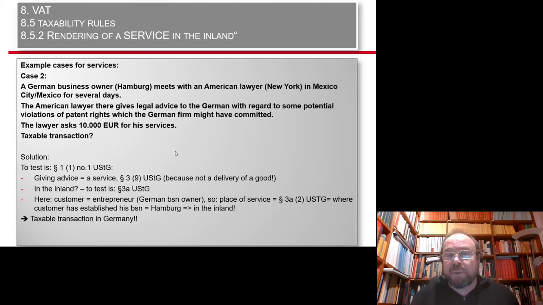And the answer is, we test again number 1. Giving advice is a service because advice is not a tangible good. So 3 number 9. In the inland, 3A. The basic rule is here again the basic rule for services rendered to a business customer, 3A2. So where the customer has established his business, where these people in reality meet does not play any role. So the customer is the German business owner. He or she is in Hamburg, and so the service is attributed to Hamburg. Hamburg is in the German inland, so the service is taxable in Germany.